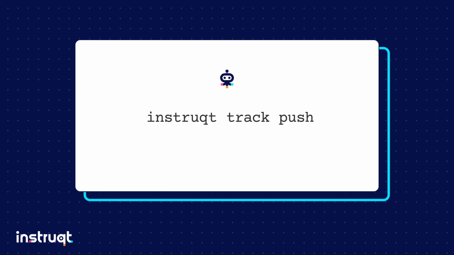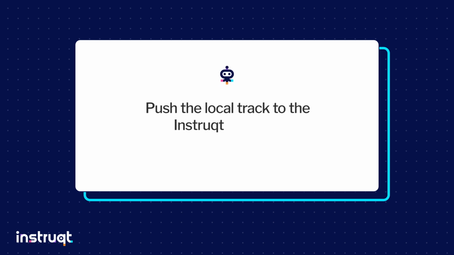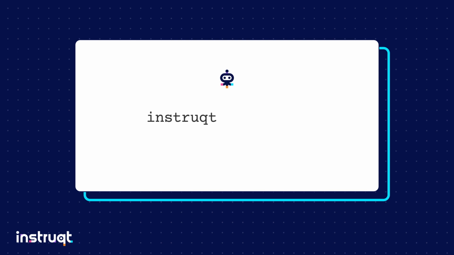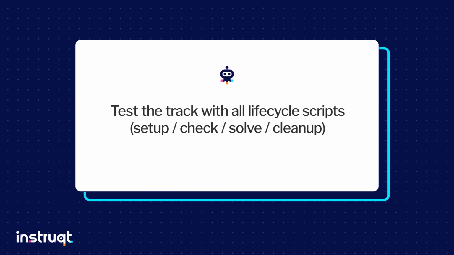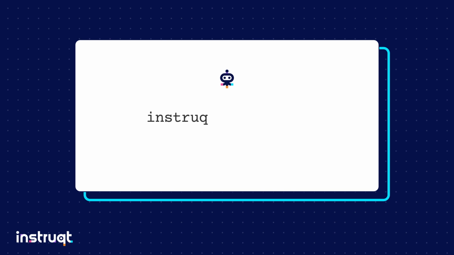instruqt track push pushes the local track to the Instruqt platform. instruqt track test tests the track with all lifecycle scripts: setup, check, solve, and cleanup. instruqt track logs tails logs of the track.